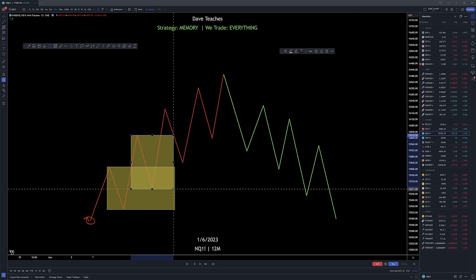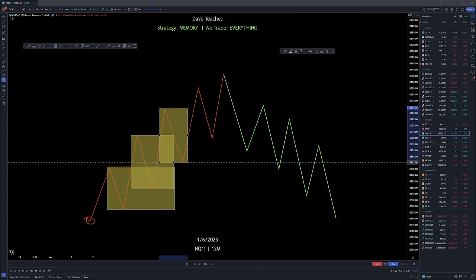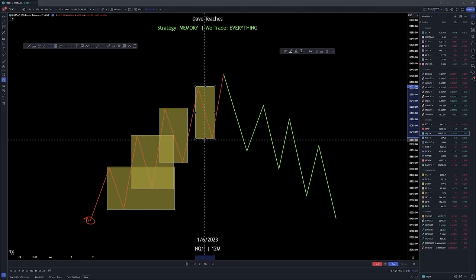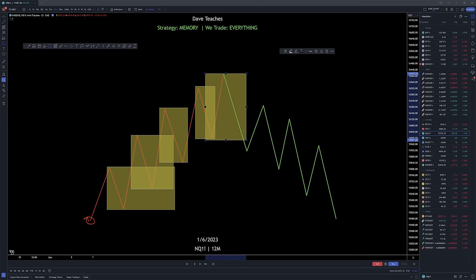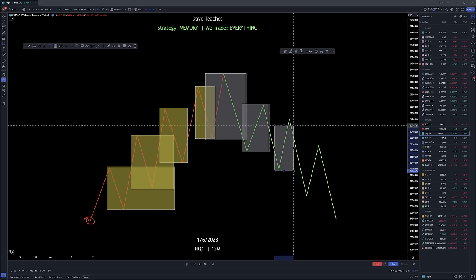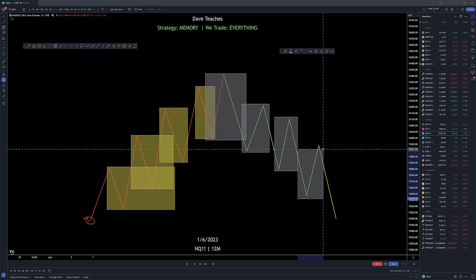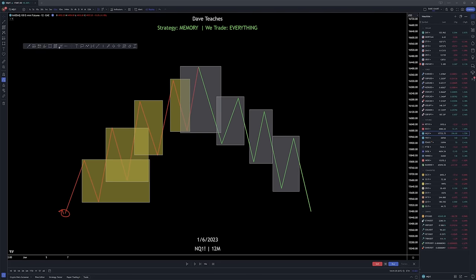The swings, the swings, the swings. Oh, do we have a break? The swings. Again, this cannot be considered a swing, right? Unless we trade it below this low that put in this high with a body. Body.